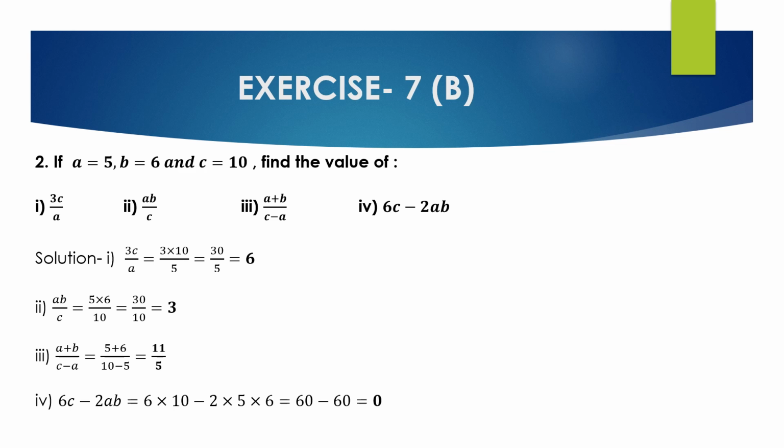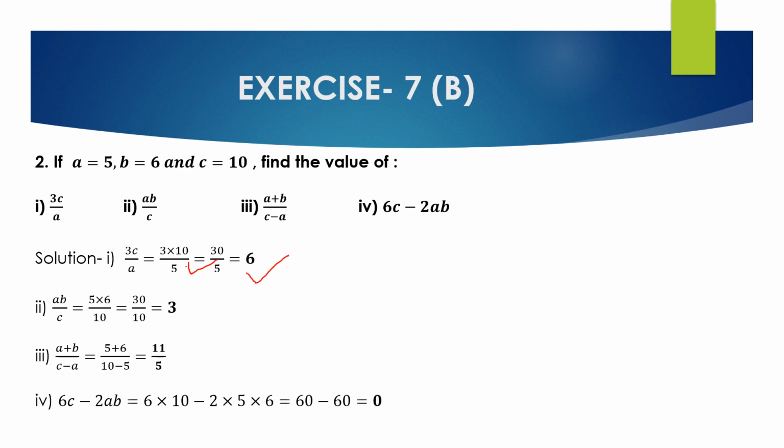Now we will solve question number 2. Question number 2 is, if a equal to 5, b equal to 6 and c equal to 10, then find the value of, first bit is 3c divided by a. We have to substitute the value of c and a in the expression 3c divided by a. We get 3c is 3 multiplied with 10, c is 10 given, 3 multiplied with 10 divided by 5. 3 multiplied by 10 is 30, 30 divided by 5 is 6.